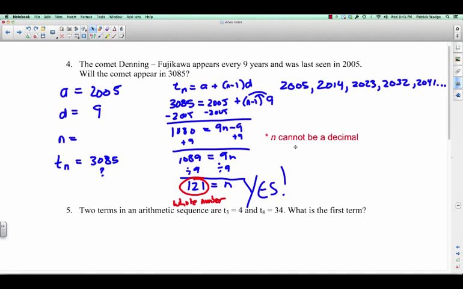There's something else n can't be. What kind of number can n not be? Negative. n can't be negative. That doesn't make any sense for n to be negative. n must be a positive number.